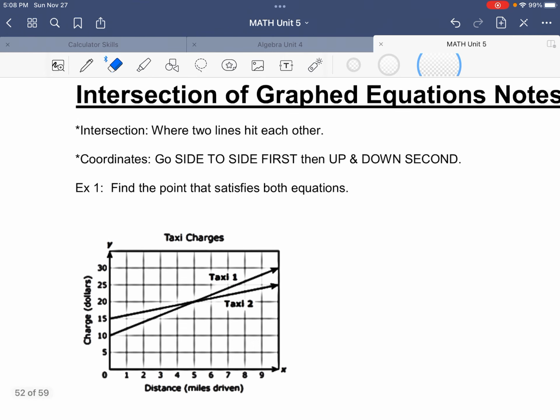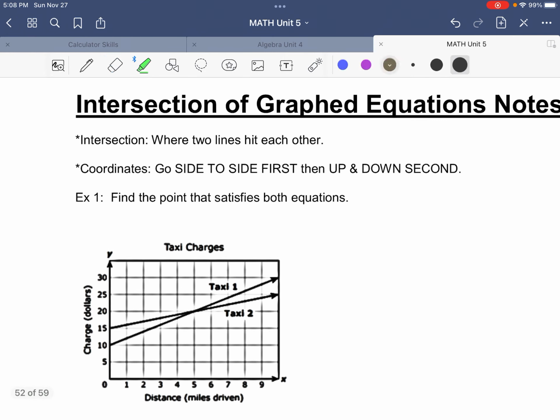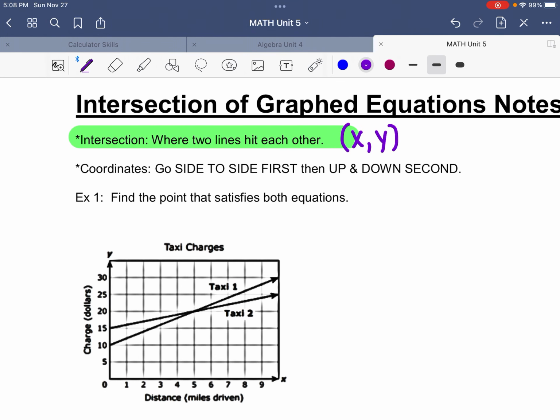And remember, when you're looking at a coordinate graph, where the two lines hit each other is always going to be a point where the x value comes first and the y value comes second. And remember that when you're trying to name points on a graph, you go from side to side first, and then you go up and down second.